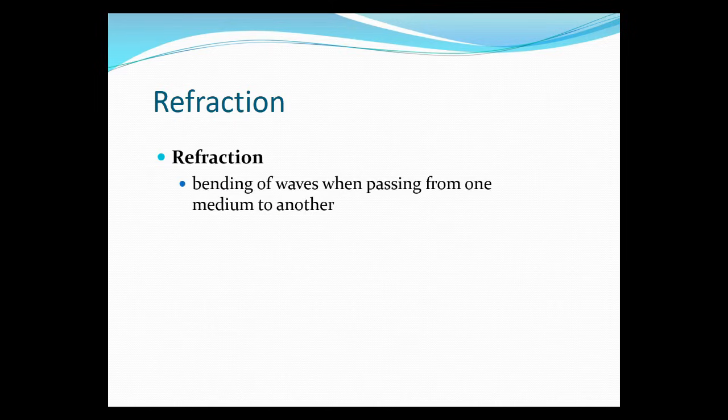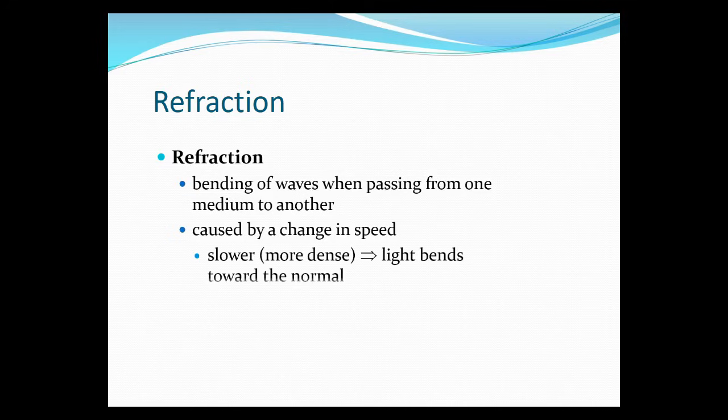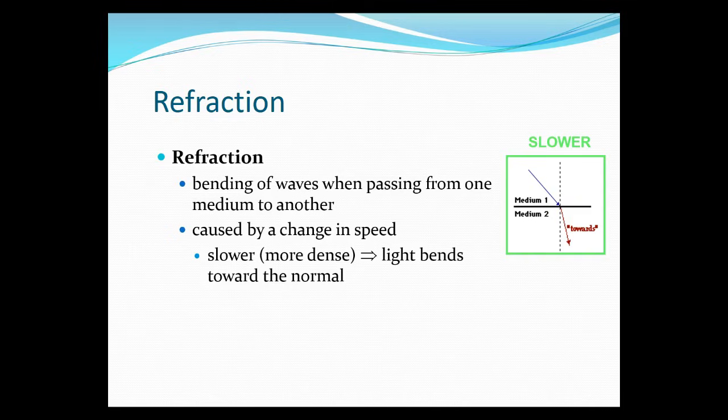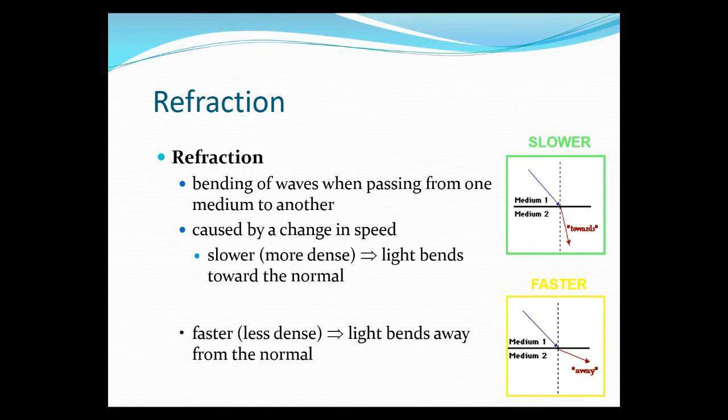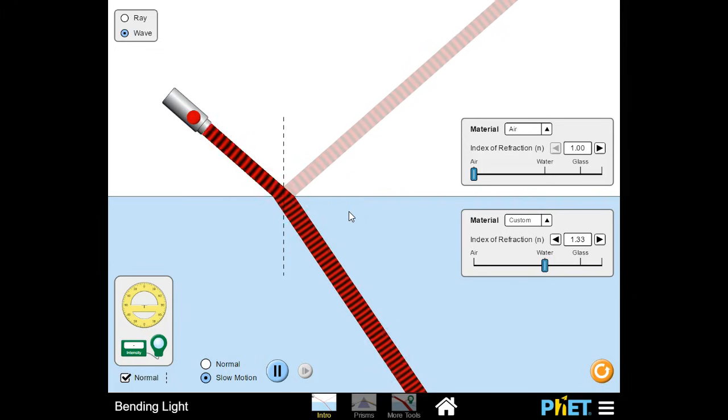Refraction is the bending of waves when passing from one medium to another. It's caused by a change in speed. Slower, more dense materials will cause light to bend toward the normal. Faster, less dense materials cause the light to bend away from the normal. Okay, so I have a little simulation here I want you to look at.